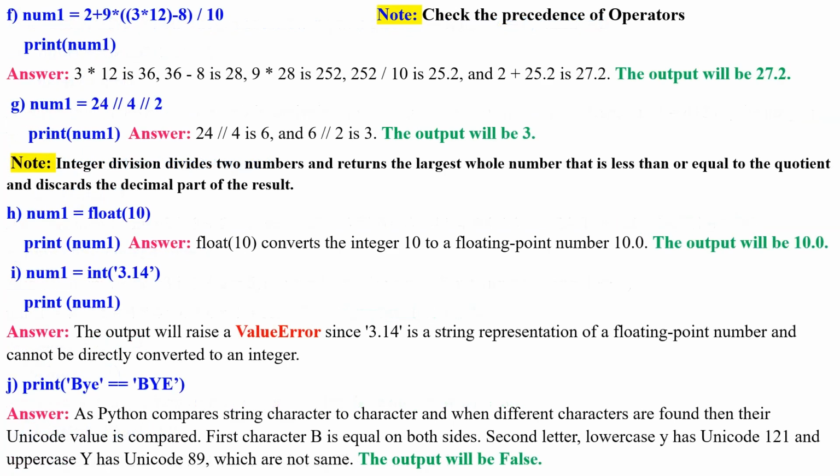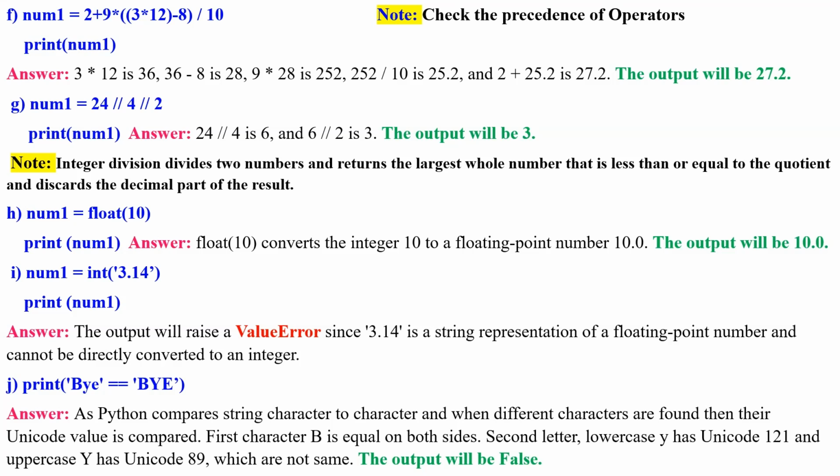Question F. Answer. 3 times 12 is 36, 36 minus 8 is 28, 9 times 28 is 252, 252 divided by 10 is 25.2, and 2 plus 25.2 is 27.2. The output will be 27.2. Question G. Answer. 24 integer division 4 is 6, and 6 integer division 2 is 3. The output will be 3.